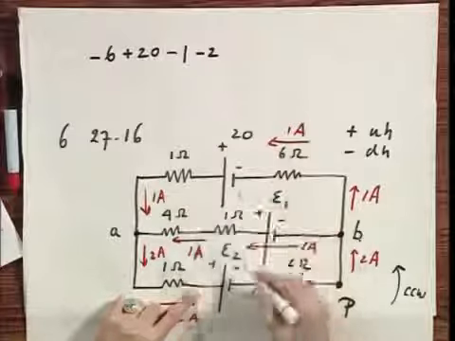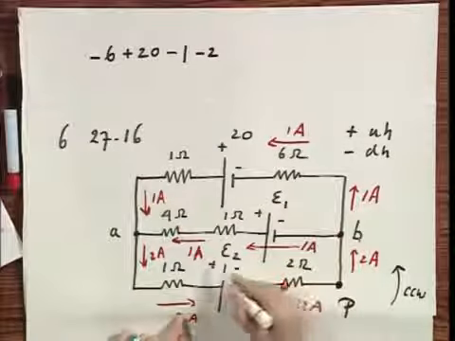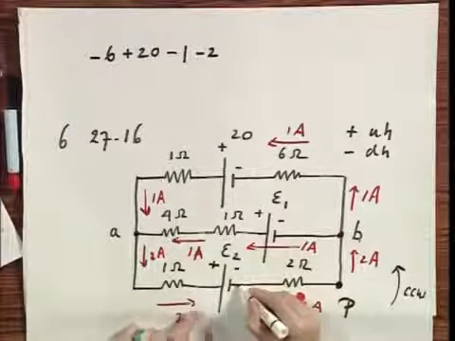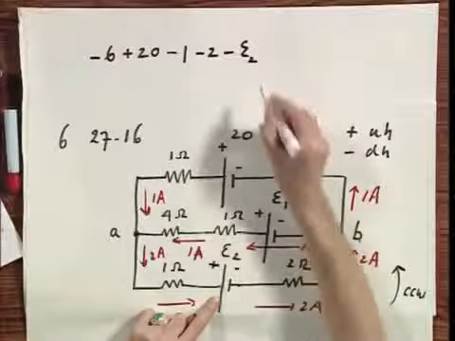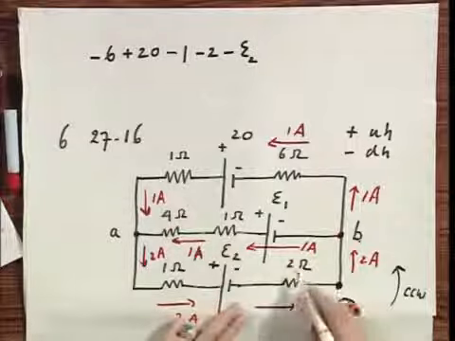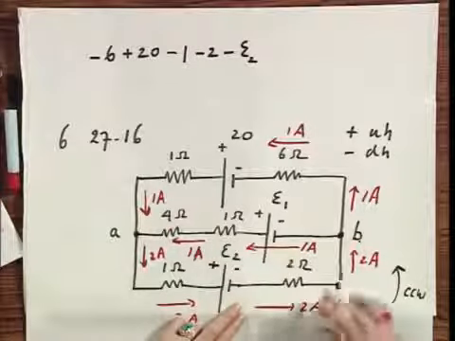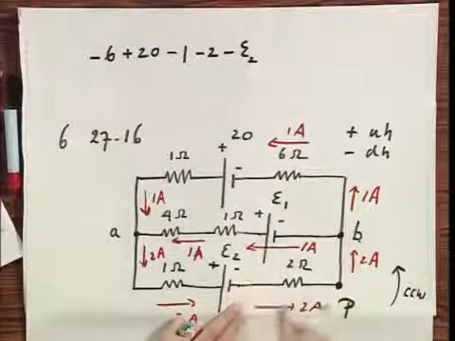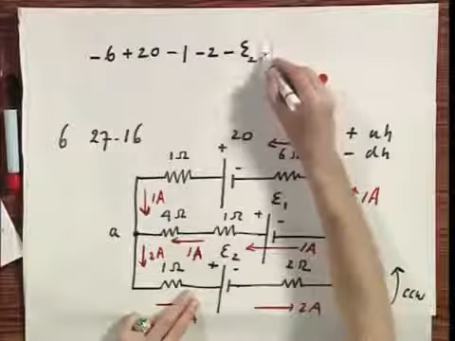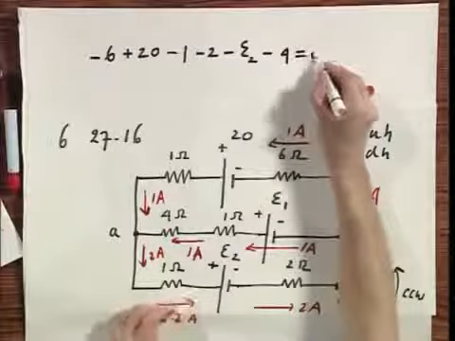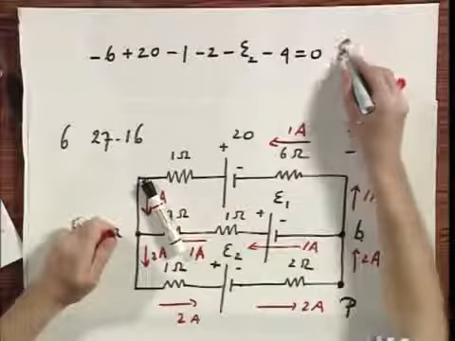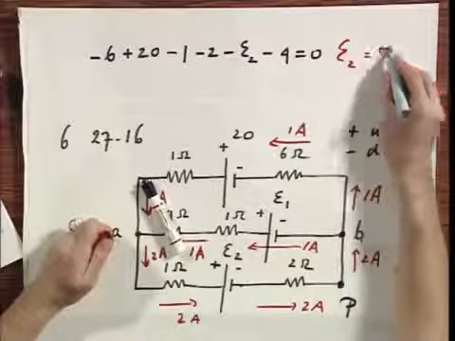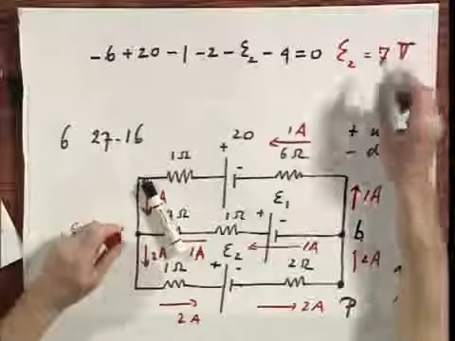Minus 2. I reach this battery, I go from a high potential to a low potential, I go downhill, minus E2. I go through this resistor, 2 ohms, 2 amperes, potential difference is 4 volts, I go to a lower potential, minus 4 equals 0. One equation with one unknown, and I find that the EMF of that battery equals 7 volts.